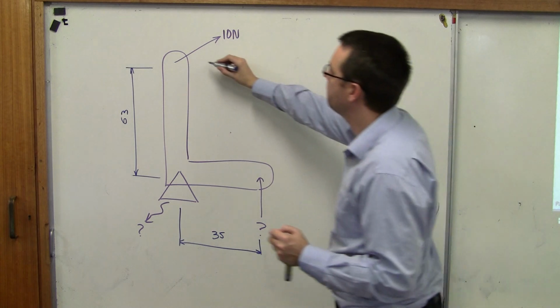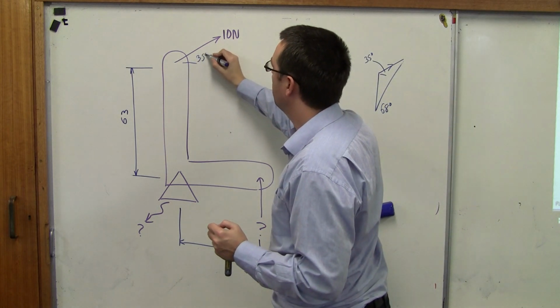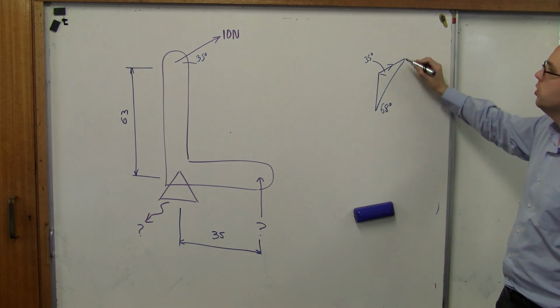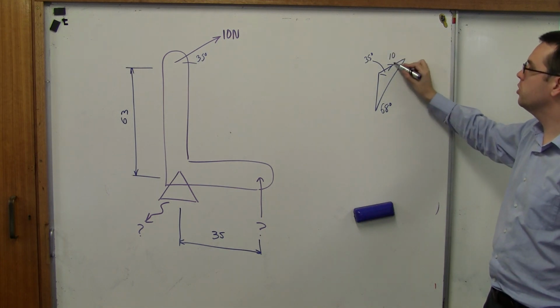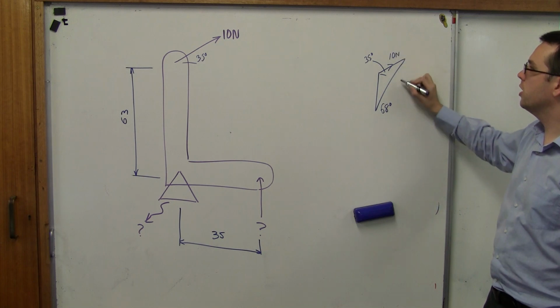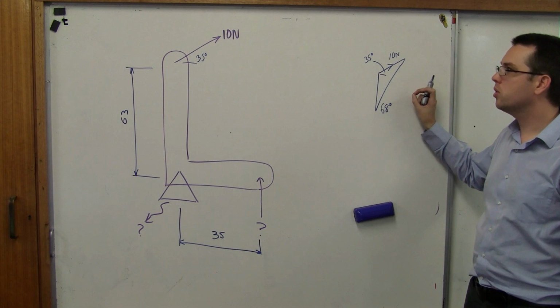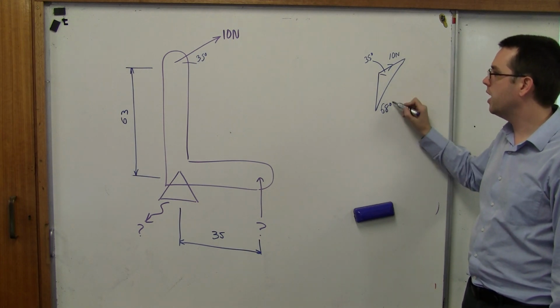which we're told is 35 degrees. If I know that, I can use that information. If I know that this is 10, I can use that information to find the other 2 sides. Now, the thing I need to do first though is find what this missing angle is.